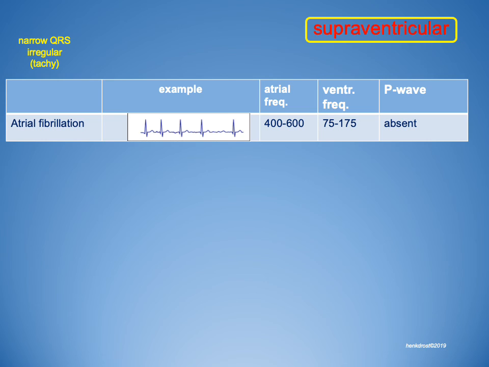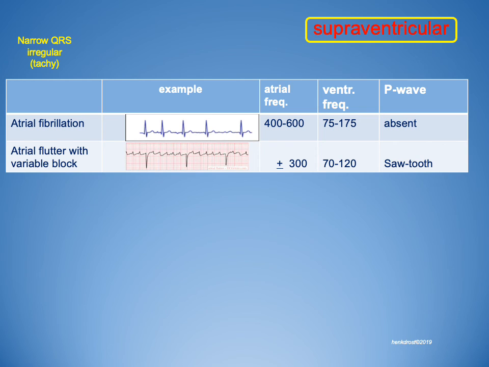wobbly line. In atrial flutter with variable block, we also see the characteristic sawtooth appearance of the P wave. The frequency of the P wave here is also mostly 300 beats per minute, but the ventricular frequency is, because of the variable block, not exactly 150, but most of the time between 70 and 120 beats per minute.